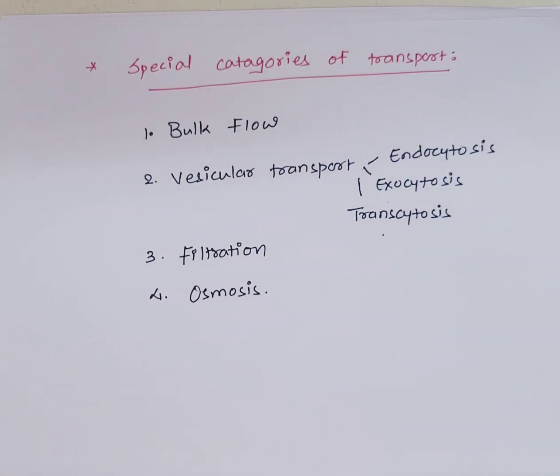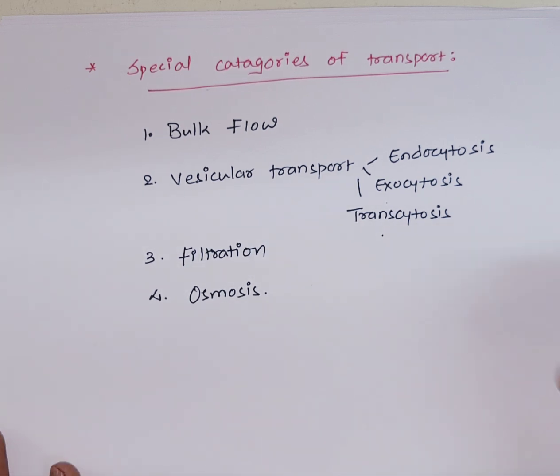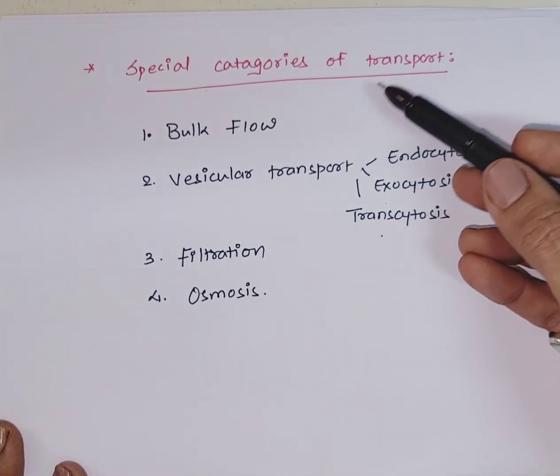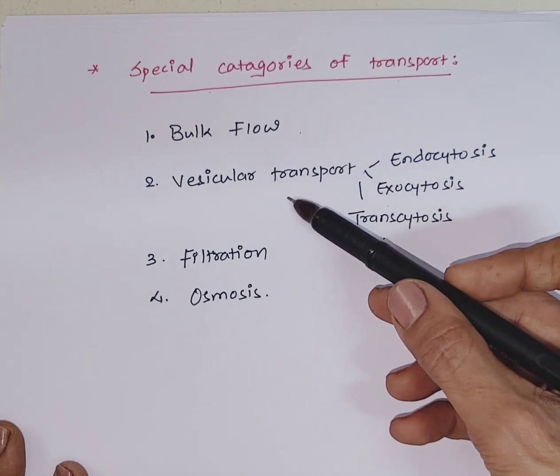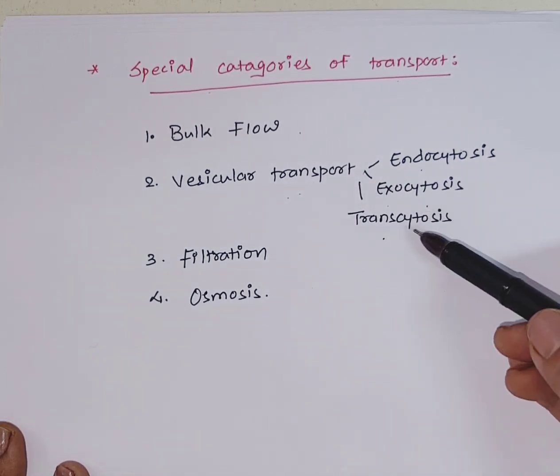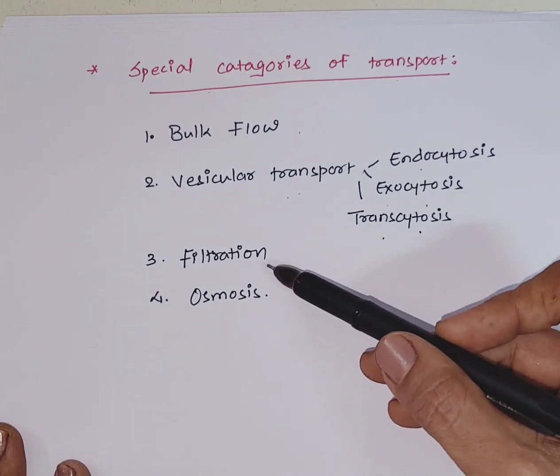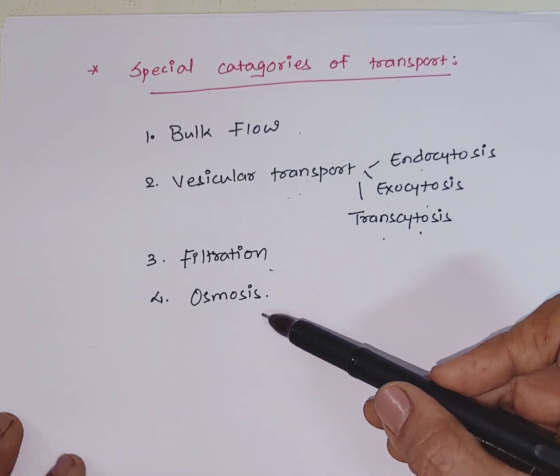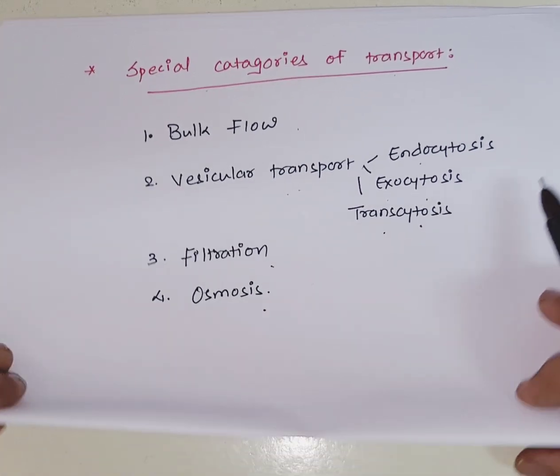So in the last class we discussed different varieties of transport mechanisms. We discussed active and passive transport. Today we'll discuss special categories of transport, which include bulk flow, vesicular transport, which is further divided into endocytosis, exocytosis and transcytosis, and then filtration and osmosis. Now let us start with the first one, bulk flow.